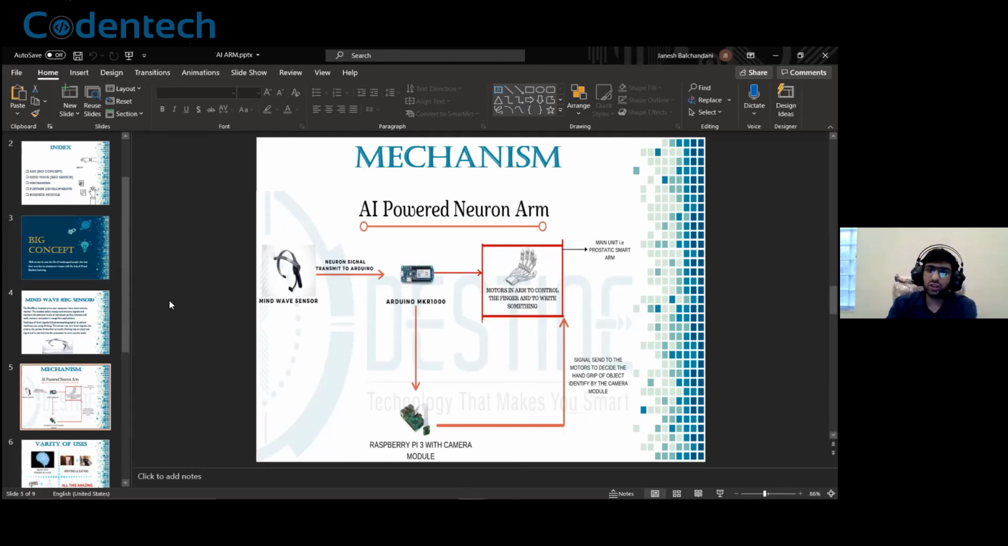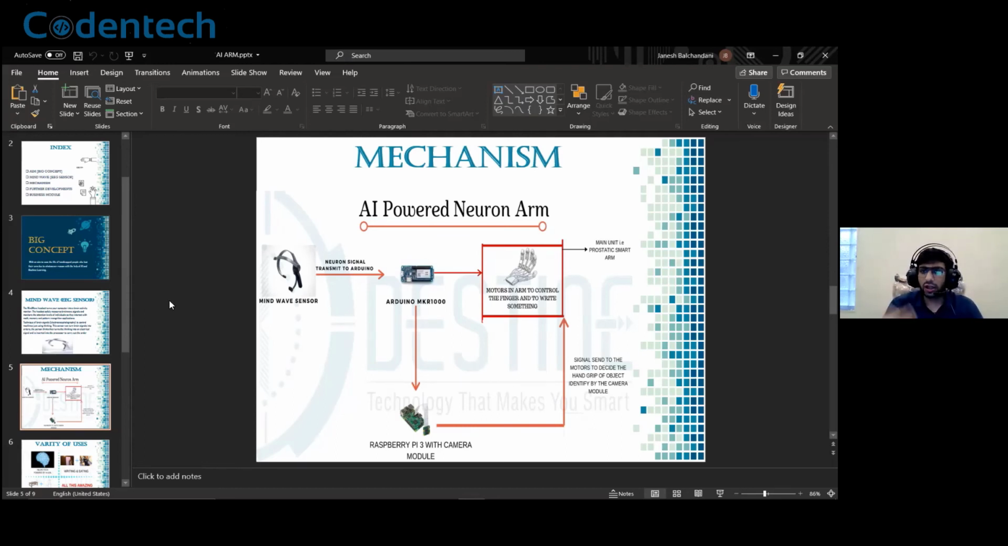That was the problem I set out to solve: if a person wants to move even a single particular finger, they can do it with this type of project that takes the data from the brain. If I give a signal that I want to move my thumb, it moves the thumb, and if I want to move my little finger or index finger, it will move accordingly.